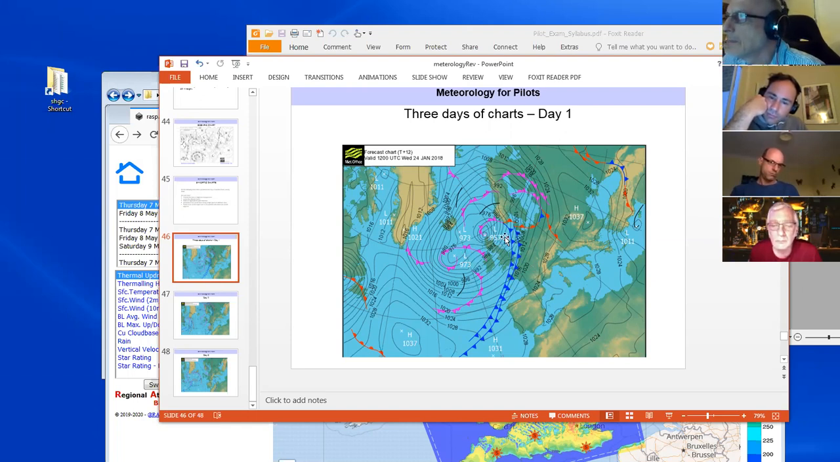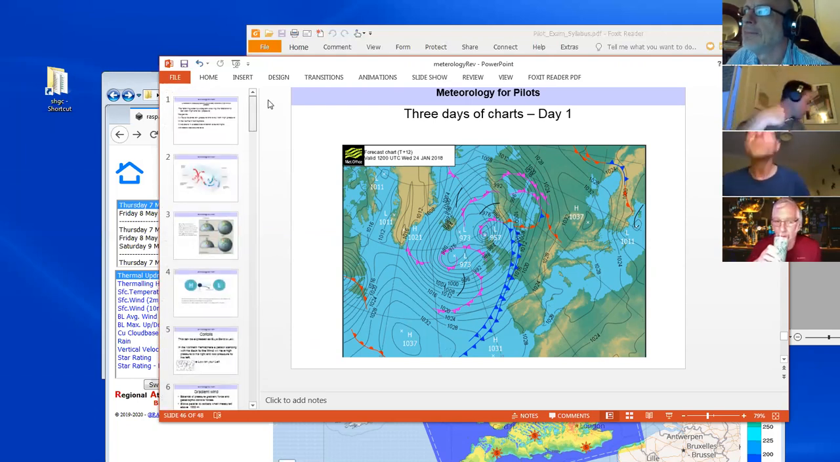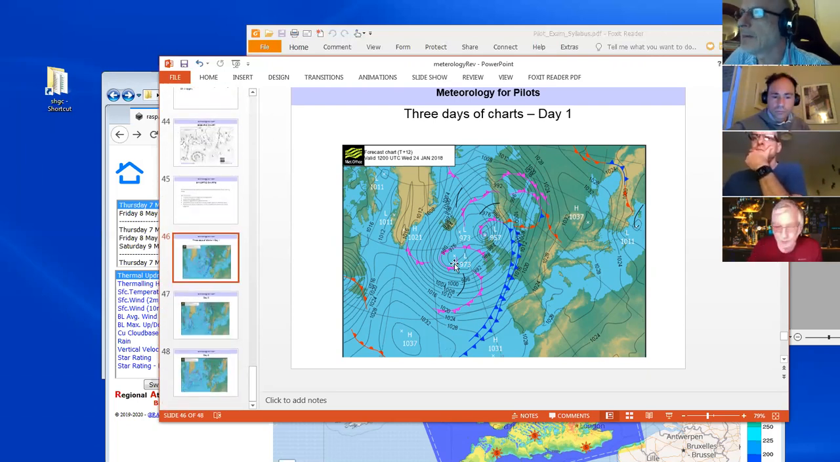And you can see the isobars are moving, look at the direction of the isobars. And then remember to get the wind direction at ground level, you take your isobar and just bring it in 30 degrees, to give the ground wind direction. So the upper level wind will be at that. Right, so that was the first day.